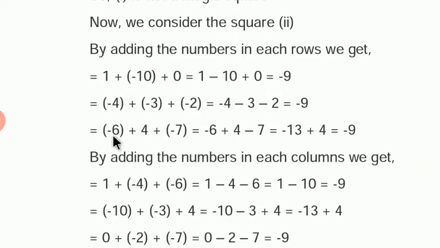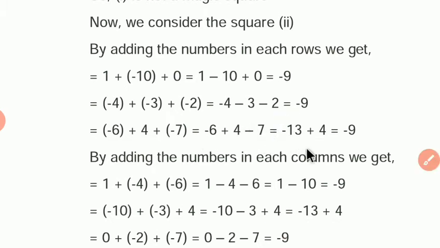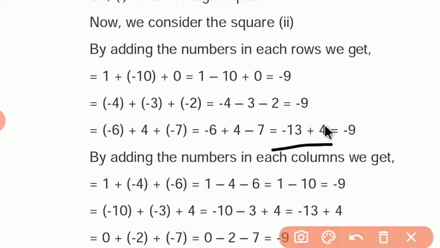Then we'll see the third row. Minus 6 plus 4 plus minus 7. First we'll open the bracket. So minus 6 plus 4 plus into minus, minus 7. First we take minus 6 and minus 7, minus minus is plus. So 6 plus 7 is 13, and the sign will be minus. So minus 13, and the remaining number is plus 4. Minus 13 plus 4 means 13 minus 4, 9, and the sign will be according to the bigger number, which is 13. So our answer will be minus 9.